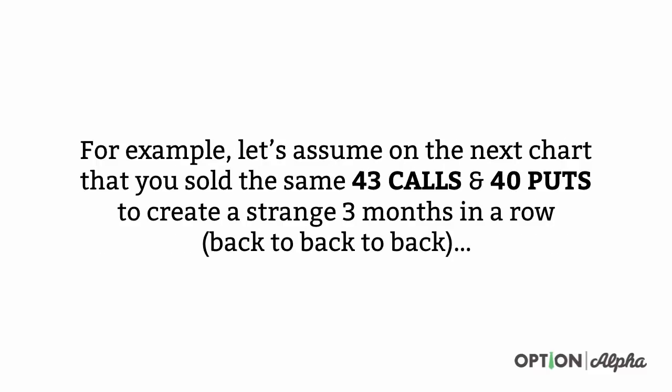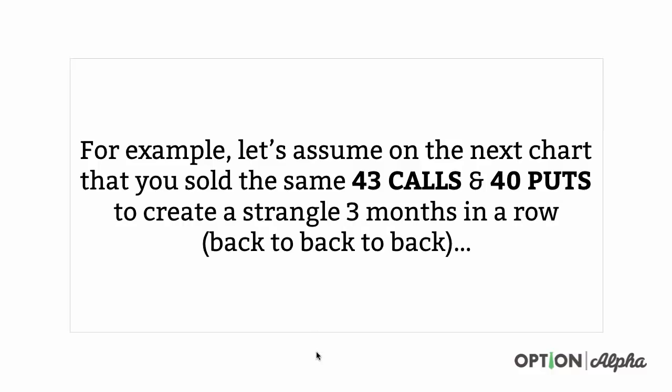So for example, let's assume on the next chart, just to kind of prove this point about why you should be closing out trades early, that you sold the same 43 calls and 40 puts to create a strangle 3 months in a row. This is strangle, not strange. So you created a strangle 3 months in a row, back to back to back, okay?